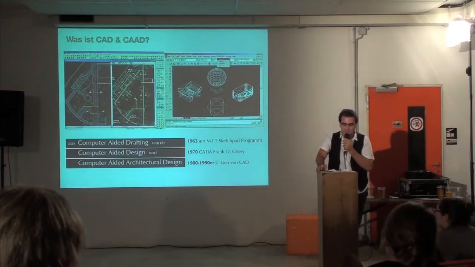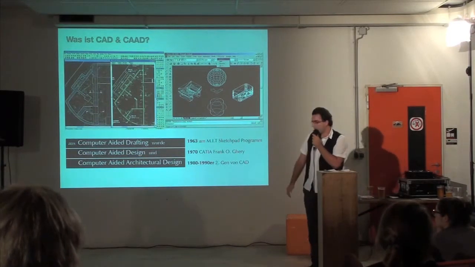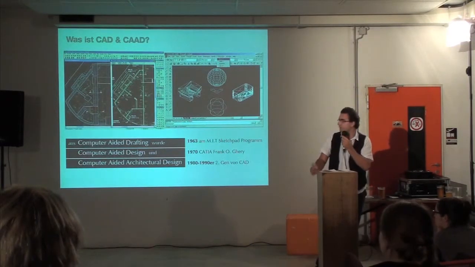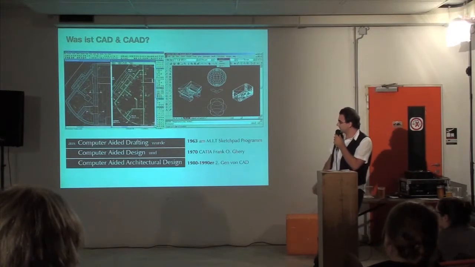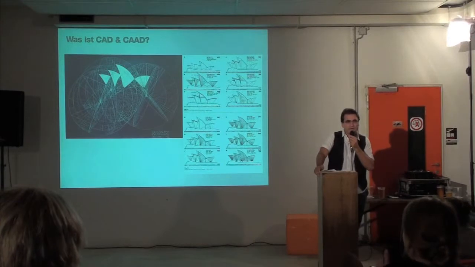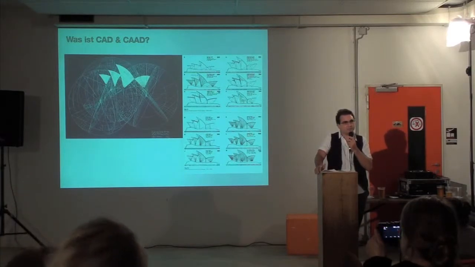In 1963, Ivan Sutherland developed at MIT a software called Sketchpad. It was the precursor of CAD software and mainly used for airplane constructions. In 1970, Frank Gehry used the program CATIA for one of his famous buildings. And we all know which one this will be. This one.